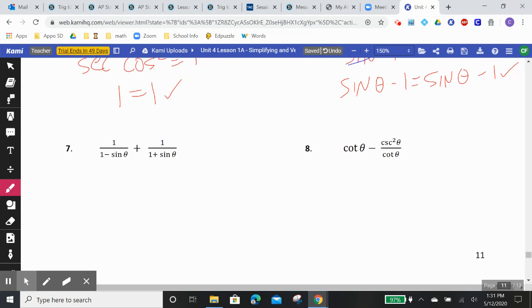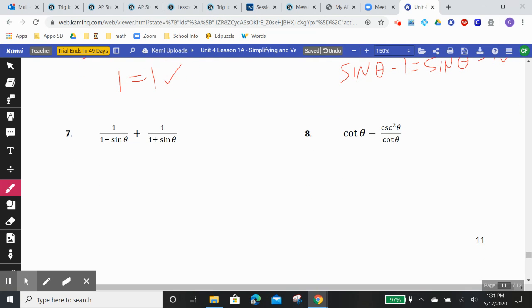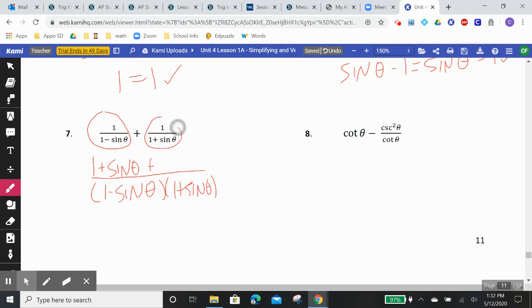All right, the last 2 problems are just simplifying because we have no equal sign, so we need to get a common denominator. My common denominator will be 1 minus sine theta times 1 plus sine theta. To get a common denominator, what's missing in the first fraction's denominator? The 1 plus sine. So multiply that in the numerator to get 1 plus sine theta. Plus this fraction, what's missing? The 1 minus sine. So I have to multiply the numerator by 1 minus sine of theta.